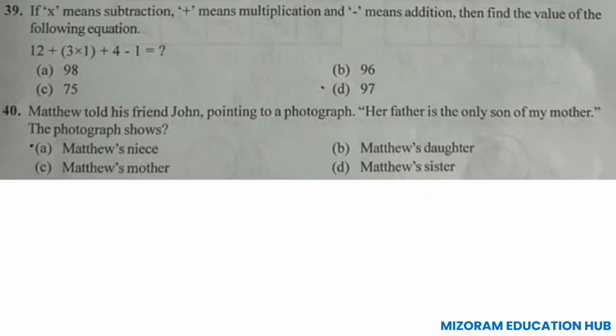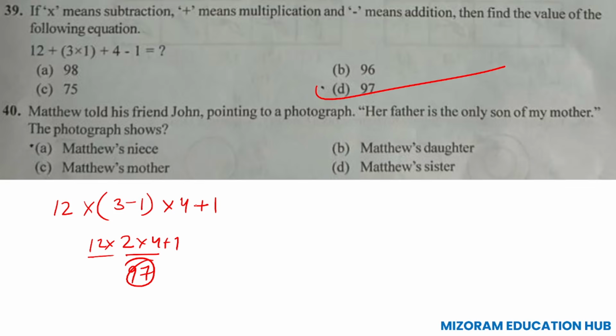Next question. If x means subtraction, plus means multiplication, minus means addition, then the value of the following equation. So 12 into 2 into 4 plus 1. So 12 into 8 is 96 plus 1, 97. Option D is correct.